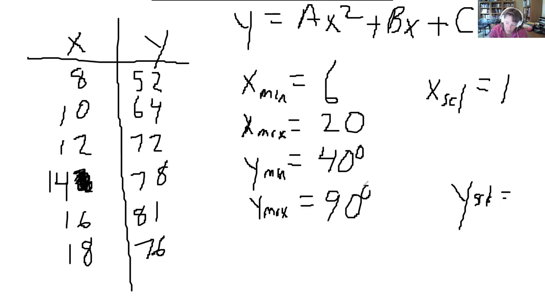You're going to want to write down that information, because I'm not going to be able to see it in a minute. Our x is going to be 6 to 20 with a scale of 1. Our y is going to be 40 to 90 with a scale of 5. So we're going to input that into our calculator. Let me hop out of the screen.